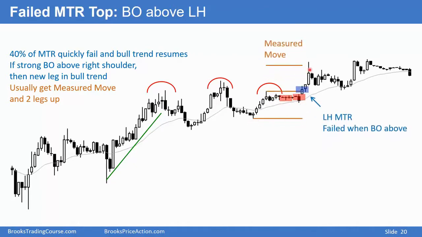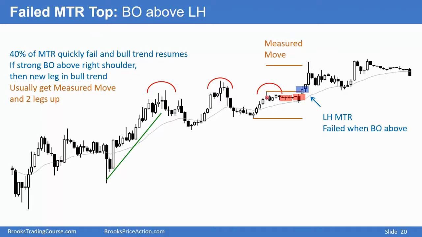We have a trading range and a breakout. Whenever there's a breakout, always look for a measured move. A reasonable starting point is the height of the most recent bull leg, and you can see what happened when it got up to that target. The bulls took profits, and bear scalpers probably sold as well.